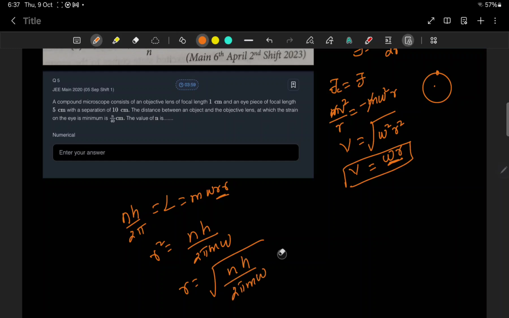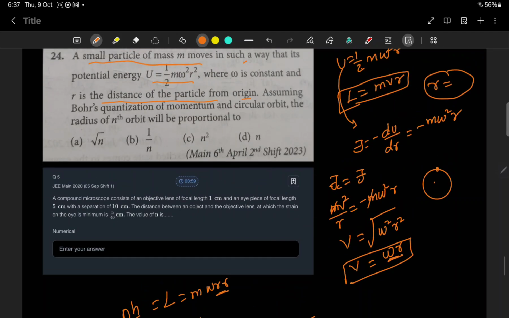So in this, if you see, h is constant, 2 pi is constant, the mass of your electron is constant, and omega is also constant in a particular orbit. So we can say your radius is directly proportional to the root of your n. So your answer would be this.